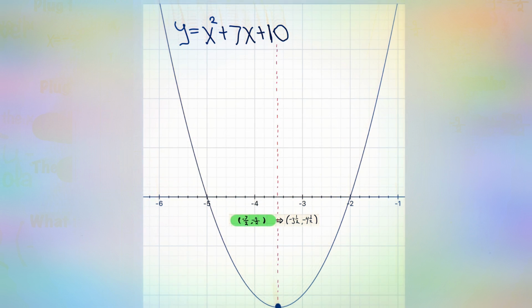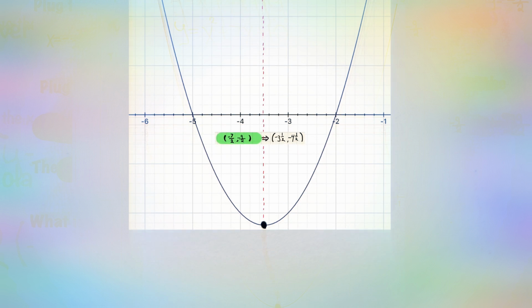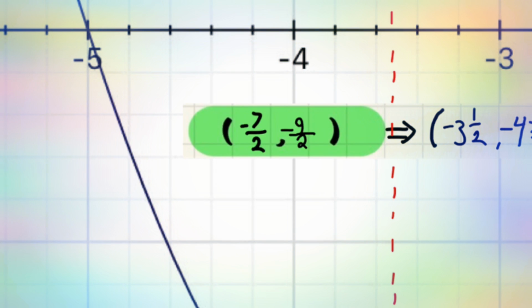So this is roughly what it looks like here. Y equals x squared plus 7x plus 10. So this would be our value here, right down here. This stuff right here applies to there. Notice this is our axis of symmetry, and this is also the minimum value. So the minimum value would be negative 7/2, negative 9/2.